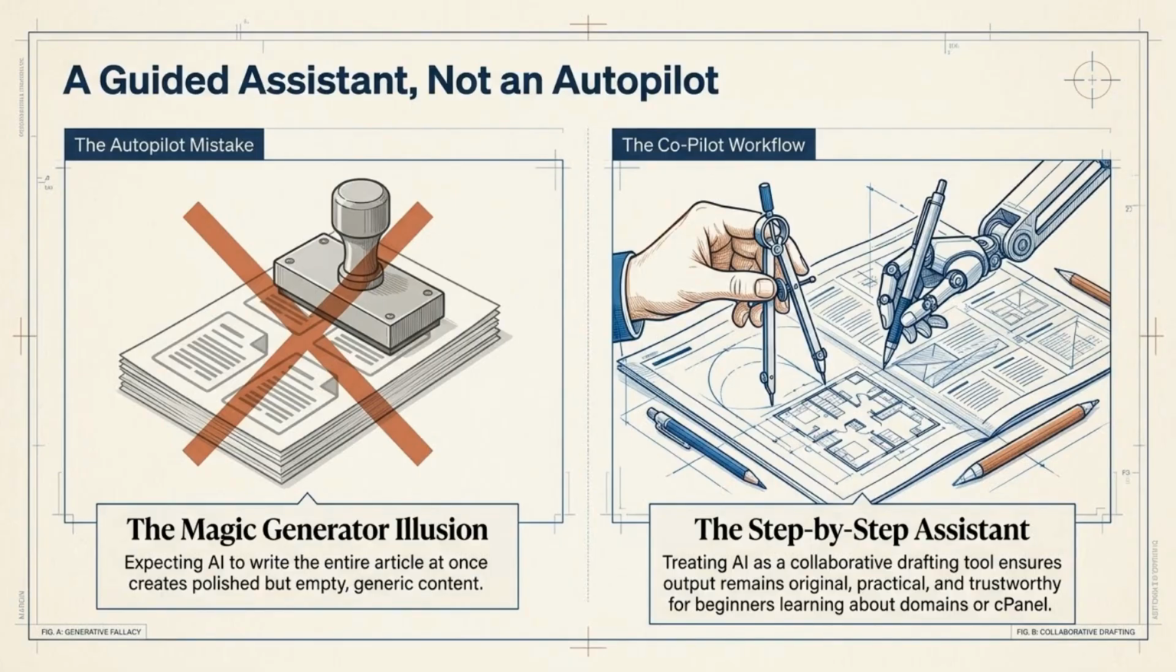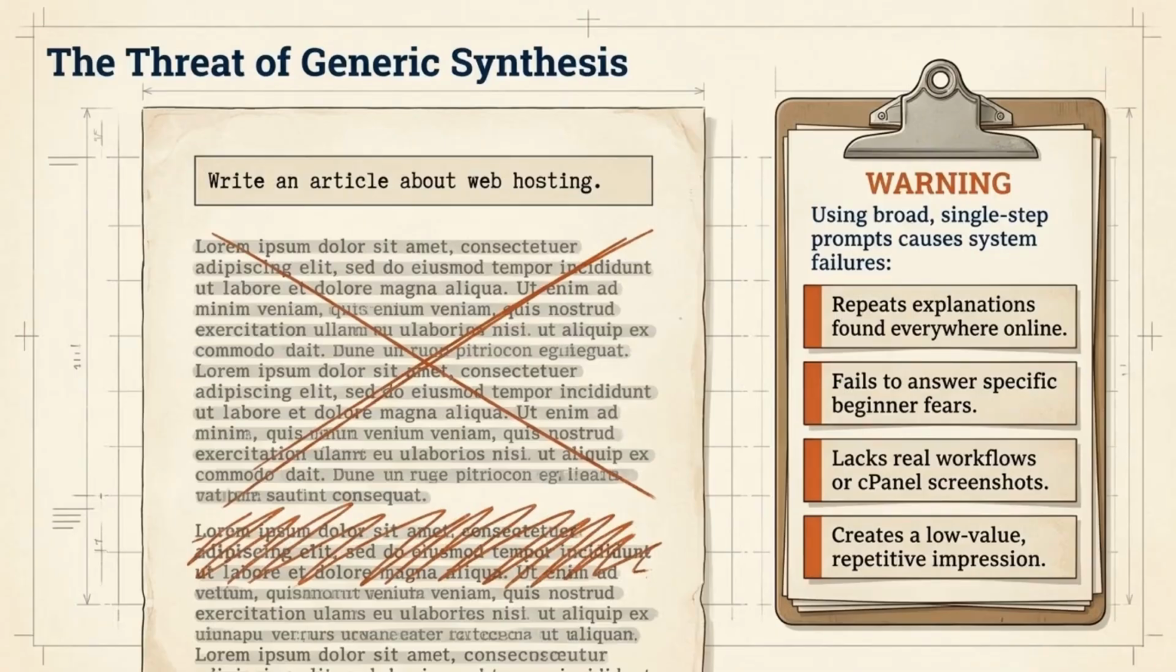Many users fall into the magic generator trap, expecting a perfect article from a single command. Instead, we'll use a co-pilot workflow, where you collaborate with the AI step by step to ensure the output is original, practical, and trustworthy. The biggest threat to quality is generic synthesis.